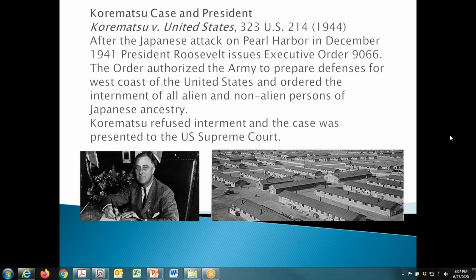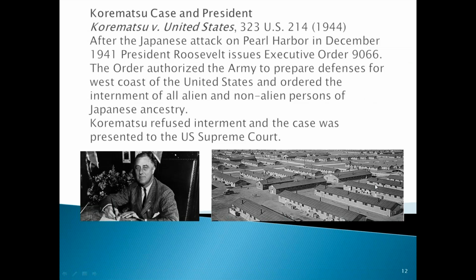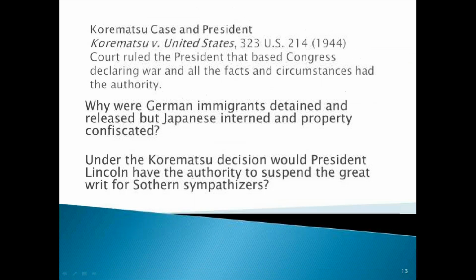So one of the defendants, Korematsu, refused to be interned, and he sued the government. And the Supreme Court issued an order upholding the actions of Franklin Delano Roosevelt in the executive order. So one of the questions, and you get into these complicated questions of facts, is what was the difference?